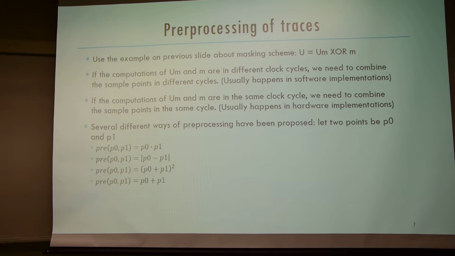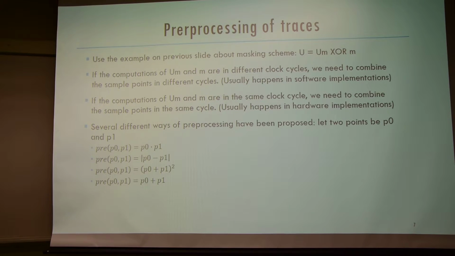So how to do this pre-processing? Use the example on the previous slide. If the computation of UM and M are in different clock cycles, then we need to combine the sample points in different cycles. This usually happens in software implementation. And if UM and M are computed in the same clock cycle, then we need to combine the sample points in the same clock cycle.